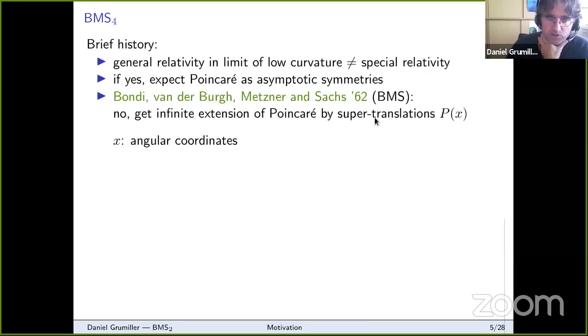But as was famously shown in '62 by Bondi, van der Burg, Metzner, and Sachs, whose acronym now reads BMS, the answer is no. You get not Poincaré, you get much more than Poincaré. You get an infinite extension of Poincaré by supertranslations. So instead of having ordinary translation generators, P, you have angular dependent translation generators. So you have infinitely many of them, and they're called supertranslations. So X here refers to angular coordinates. You can think of X as the usual theta, phi coordinates of the two-sphere, for instance.